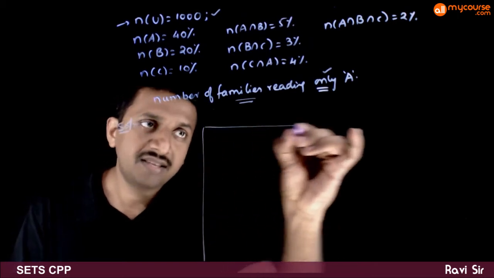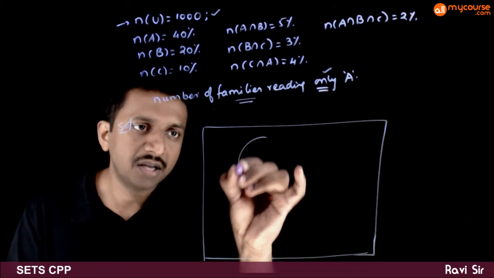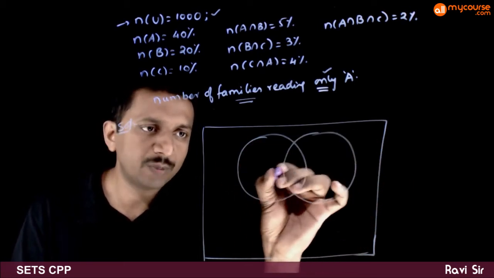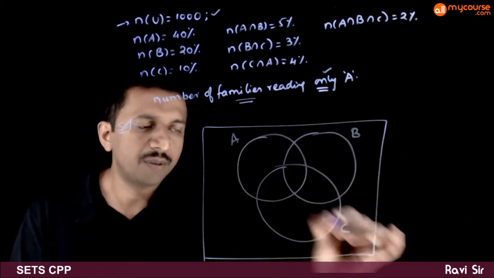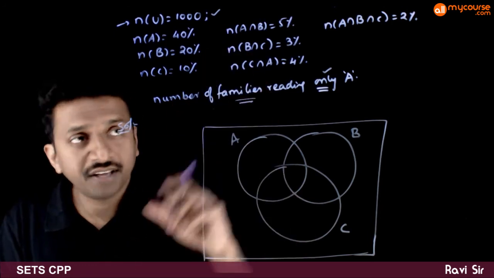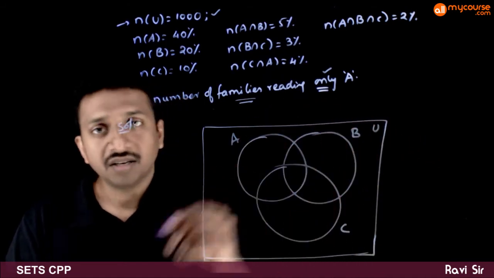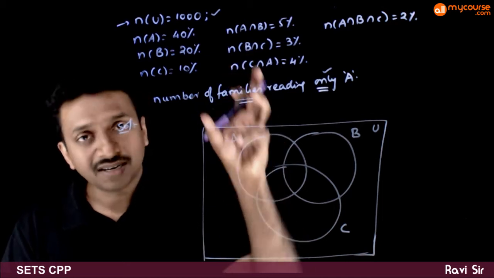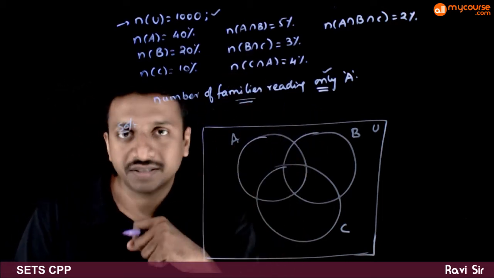So there are three sets. So we draw a Venn diagram consisting of three circles, right? One for newspaper A, one for newspaper B, the other for newspaper C. Now let us fill the numbers that we have here in this Venn diagram. So this is the universal set, that is all the 1000 families are in this set. Now let us fill the individual families which go into the individual sets.